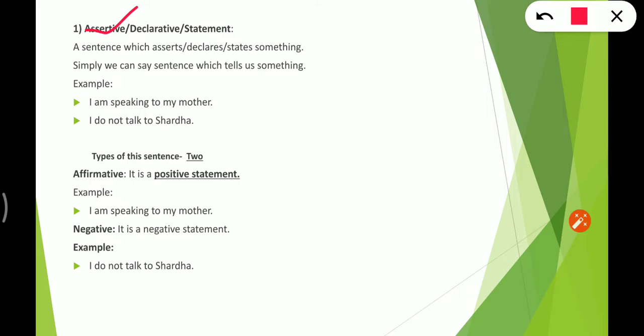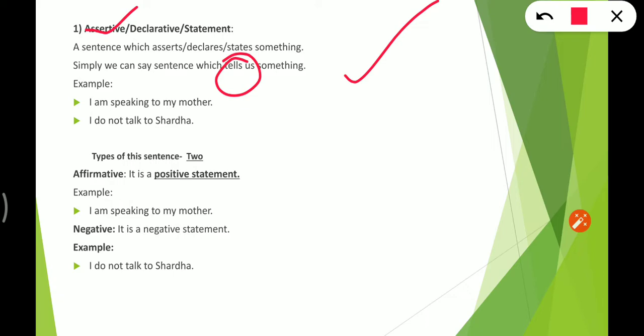So when you are asked what an assertive sentence is, you'll say a sentence which asserts something is called an assertive sentence. If I ask what a declarative sentence is, then you'll say a sentence which declares something, and same for the statement, a sentence which states something, right? Simply, we can say a sentence which tells us something is an assertive sentence. I hope it is clear to you.